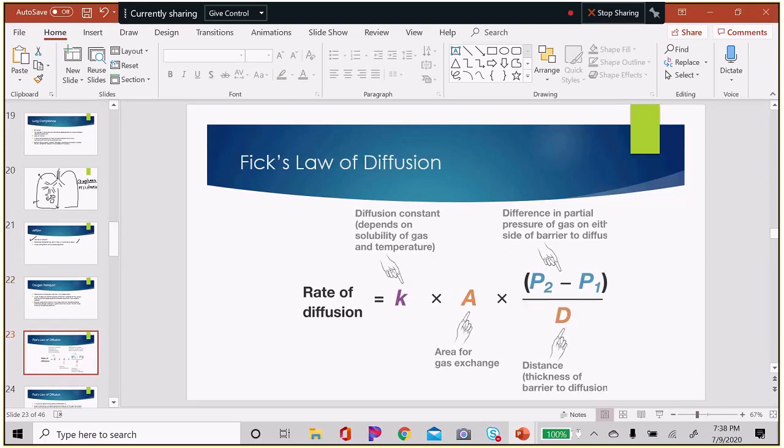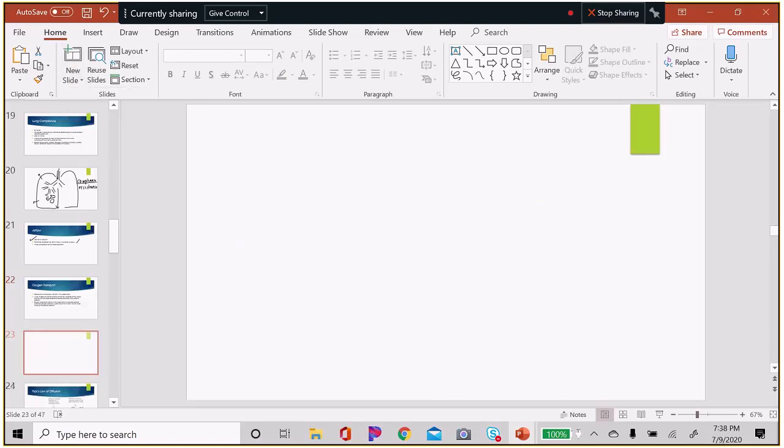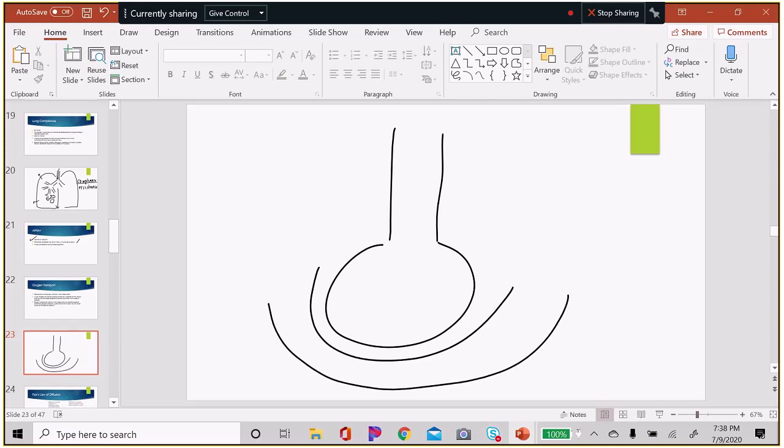And this is where we get to the last part of the physics of breathing, which is Fick's law of diffusion. So once we actually get the air down to the terminal bronchus, and here's our alveoli, and then that's our blood flow. We want the air to get down here. We have those special cells in the alveoli of surfactant.